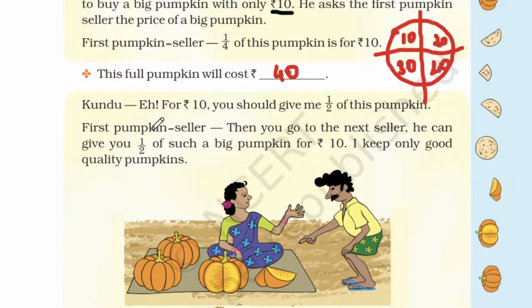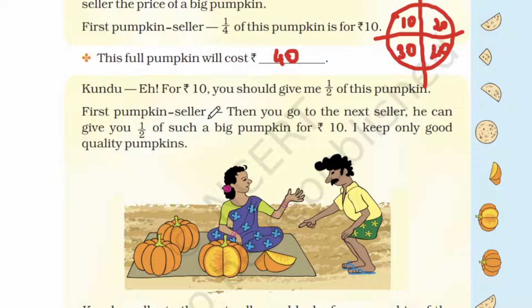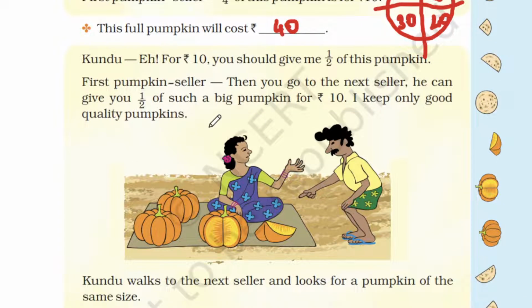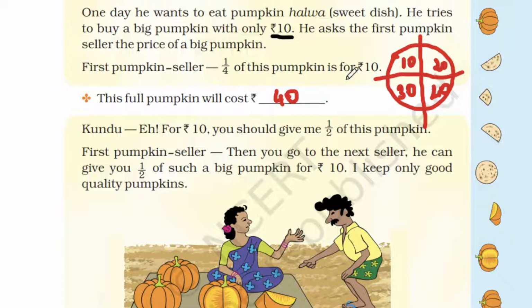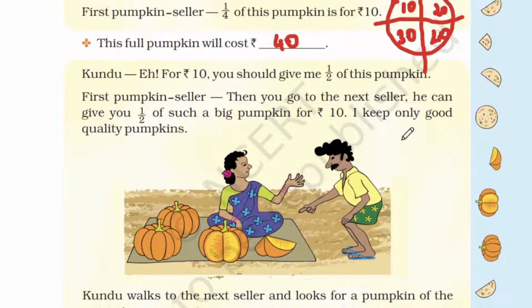Next. Kundu says, here is 10, you should give me half of this pumpkin. Now what is he asking? Give me half for 10. What is the pumpkin seller telling? The first pumpkin seller said, then go to the next seller. He can give you half of such a big pumpkin for 10. I keep only good quality pumpkin. I can give only 1/4 of this pumpkin for rupees 10. But if you need half a pumpkin, go to the next shop.